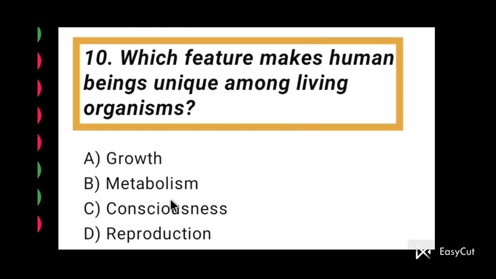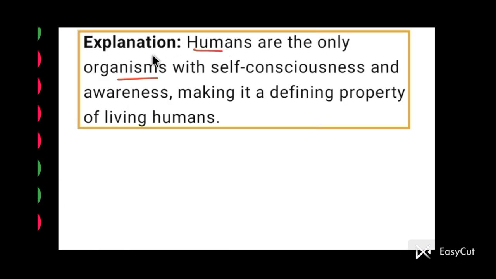So consciousness therefore becomes the defining property of living organisms. So consciousness makes human beings unique among living organisms. Option C is correct for question number 10. Humans are the only organisms with self-consciousness and awareness, making it a defining property of living humans.